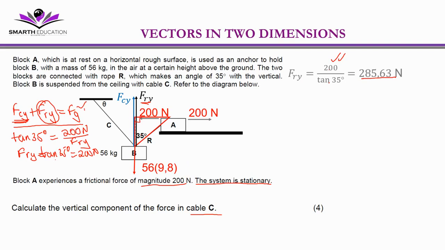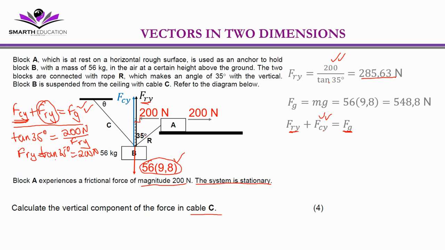Let's go back to our equation, this one. We have the weight, it's fine. So we substitute what we have. We have this, we have this. The weight is this, isn't it? So we have these two, then we can find our vertical component of C. Let's just substitute into our equation. Then what do we do? We subtract 285.63 newtons from both sides of the equation, or transpose, and it becomes negative 285.63. And then the vertical component of C.